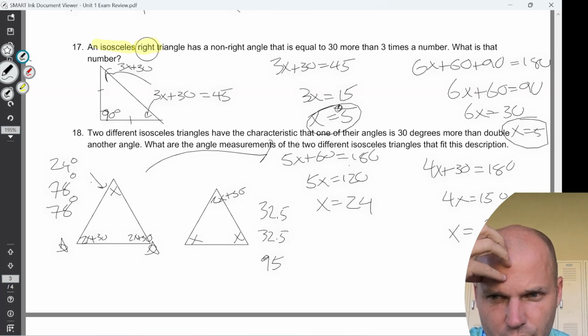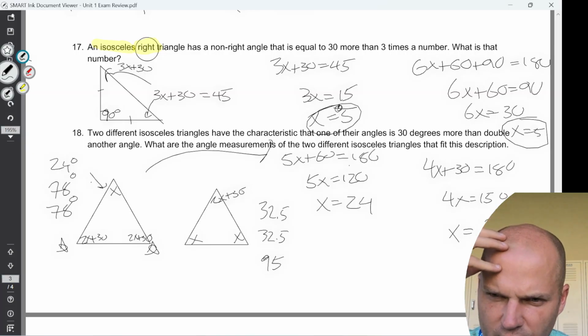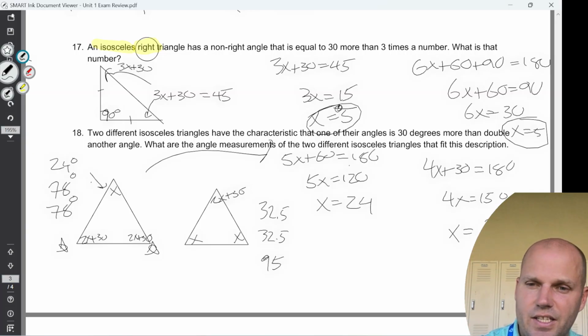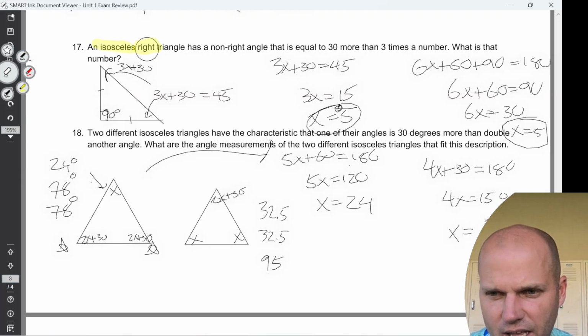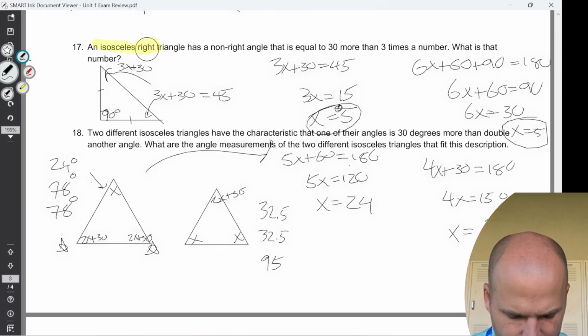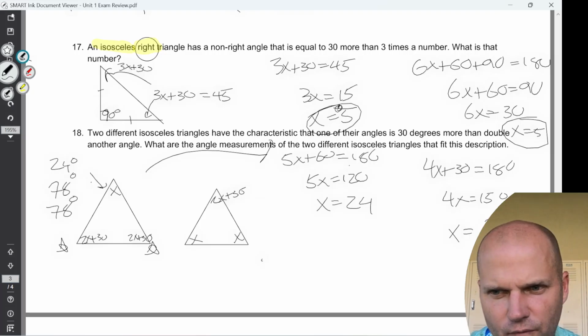What did I make a mistake with? 32 and a half doubled is 65 plus 30. What's 75 divided by 2? 37 and a half. Yeah, 37 and a half. My bad. The old mental math fails me.